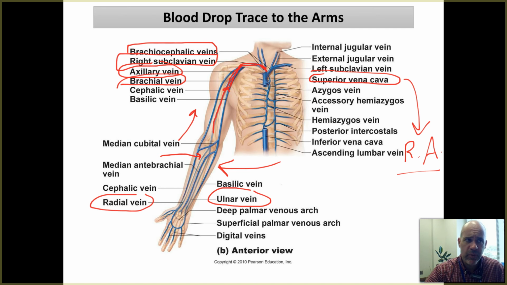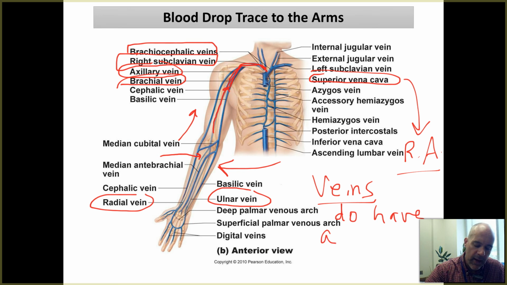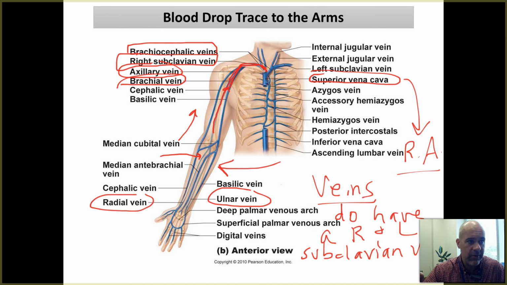So that's really all there is to it with tracing a drop of blood to the arms. You just have to know those major blood vessels. A big difference, though, and write this down, for veins, you do have a right subclavian vein and a left. You have a right and a left subclavian vein. That's not true for arteries.